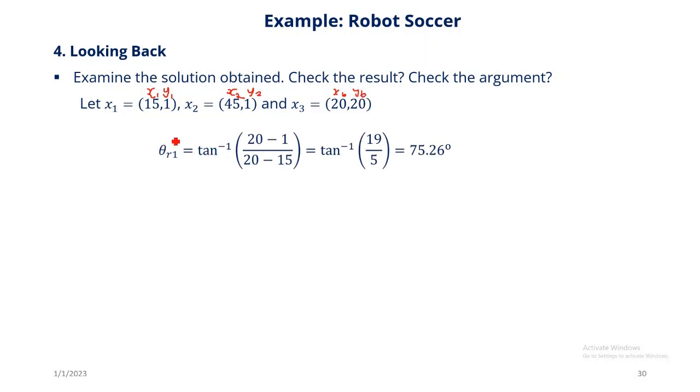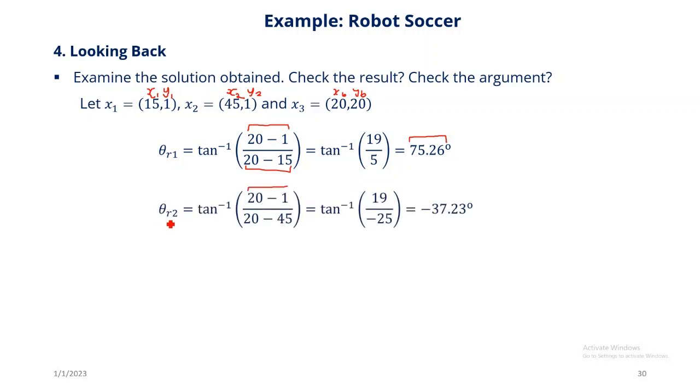It's just theta 1 is going to be arctangent. It's always y ball minus y1 over x ball minus x1, and that gives us arctangent of 19 over 5, which, if you use your calculator, is 75.26 degrees. You may get your answer in radians. We will see a tutorial to clarify this for us.